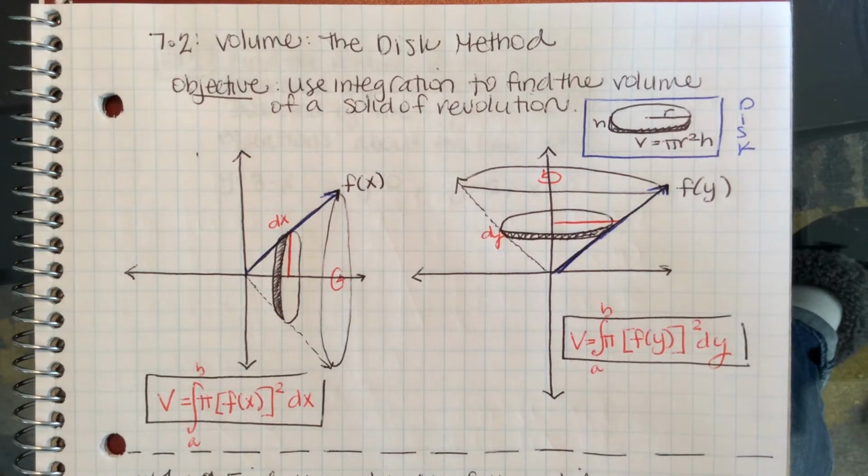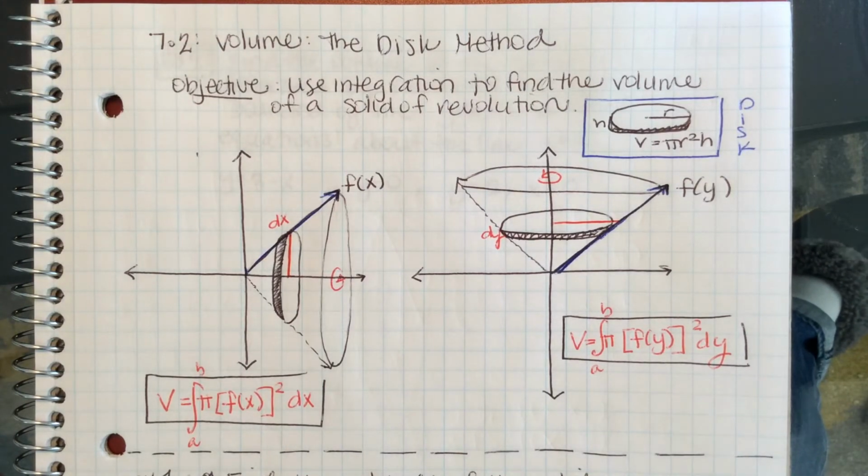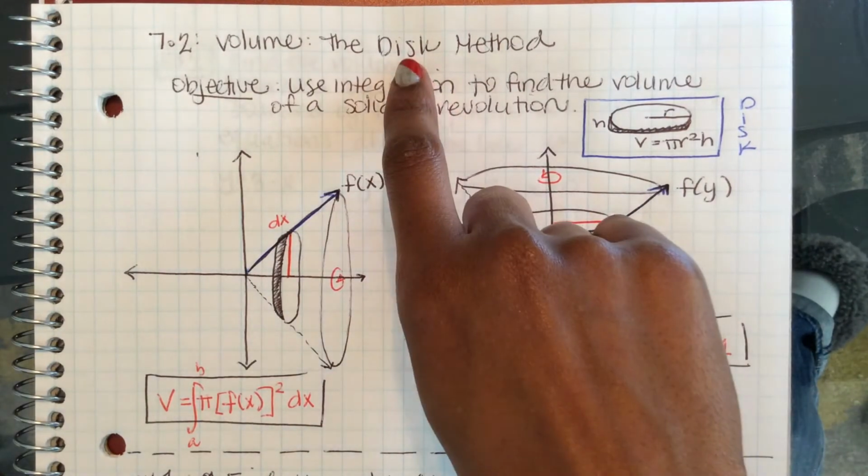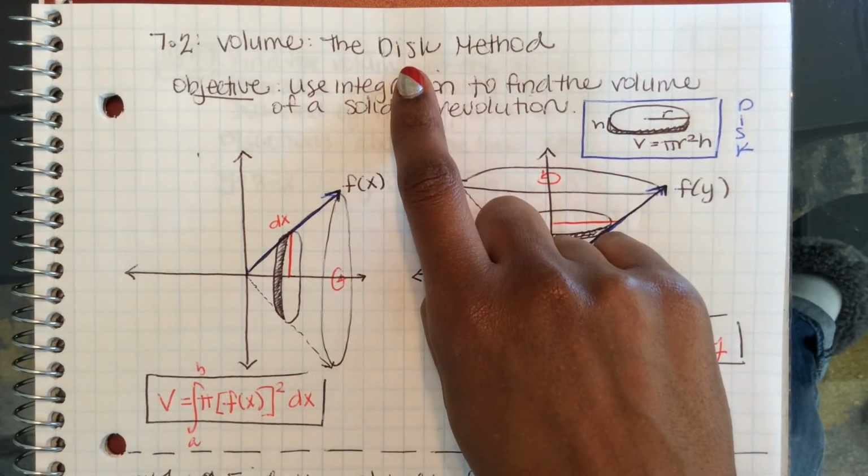Hi guys, welcome to our note 7.2 volume, the disk method. So our objective this lesson is to use integration to find the volume of a solid of revolution. So that means we create a solid by revolving something around an axis of revolution. So we're using actual disks for the disk method.